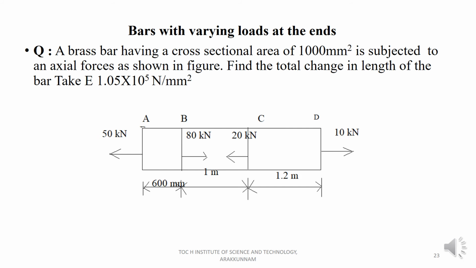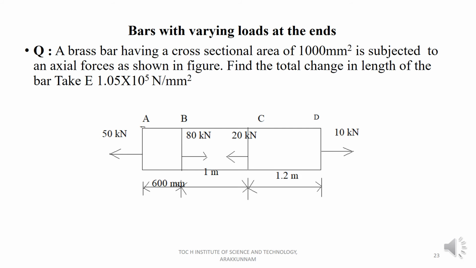Read the question. A brass bar having a cross-sectional area of 1000 mm square is subjected to axial forces as shown in the figure. Find the total change in length of the bar. Take Young's modulus as 1.05 into 10 raised to 5 Newton per mm square. The cross-sectional area of all the sections is 1000 mm square and it is subjected to different sets of forces as shown in the figure. So we have to find the value of total change in length, and E is also given.